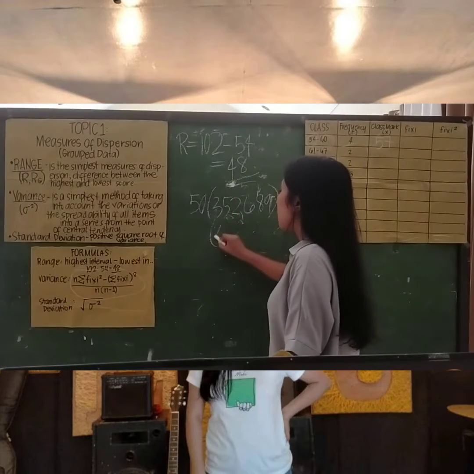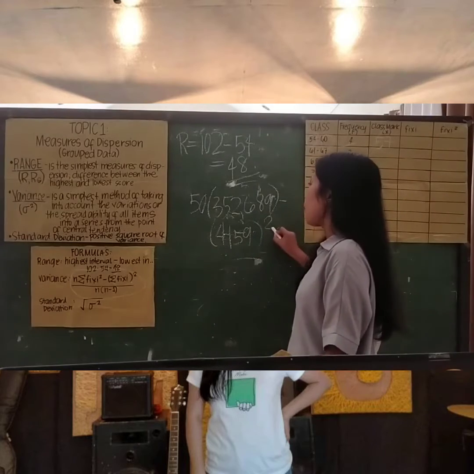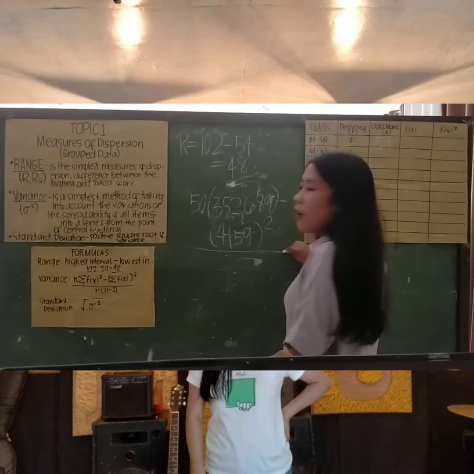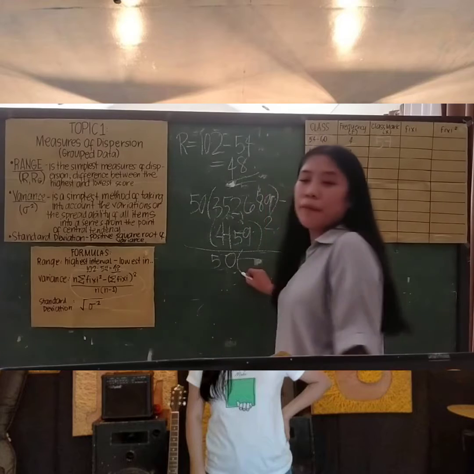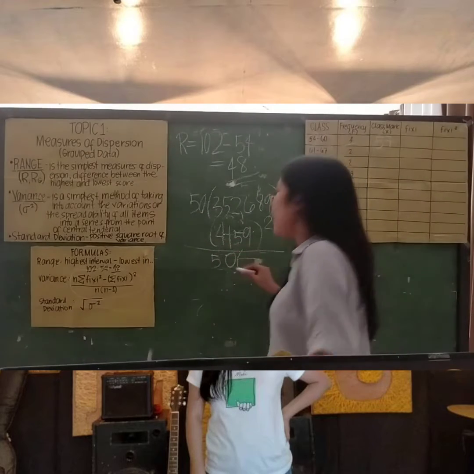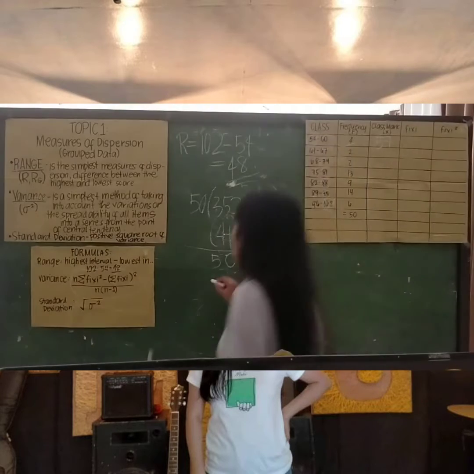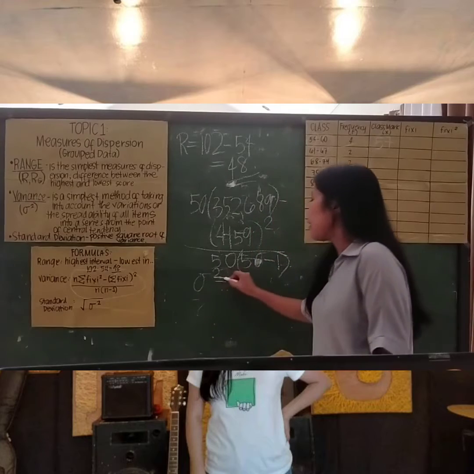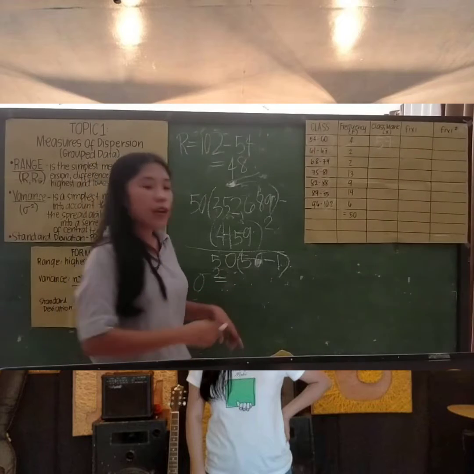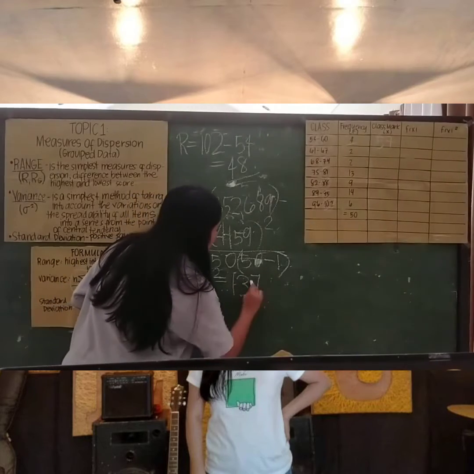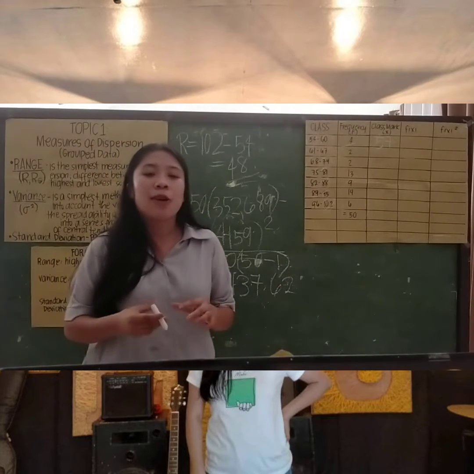So, yung kakalabasan ng 4,159. And then, i-square natin siya. And then, over 50, which is yung ating n, may 50 times 50, which is yung ating n ulit, kasi ima-minus natin siya sa 1. So, yung ating variance ay 137.62 pa. Yan, kapag sinolve natin siya sa ating calculator.